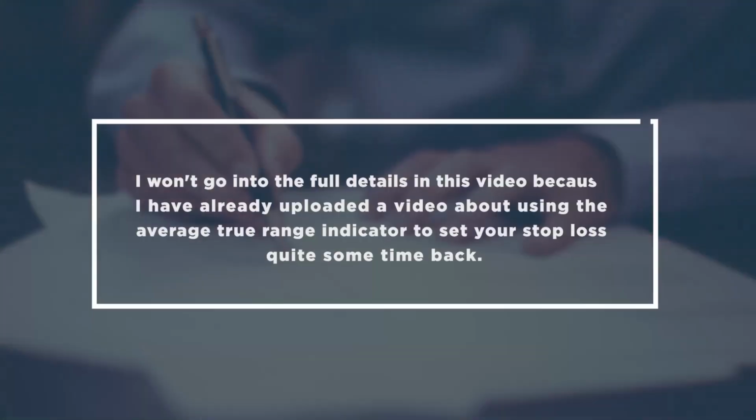I won't go into the full details in this video because I've already uploaded a video about using the average true range indicator to set your stop loss quite some time back. So if this is something you need more information on, then I will leave a link to that video on the top right and at the end screen of this video.